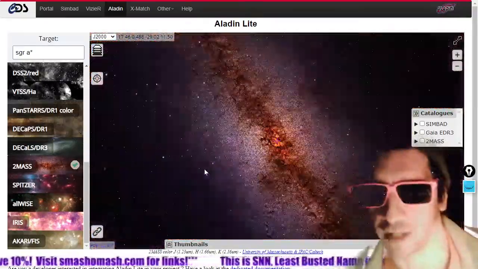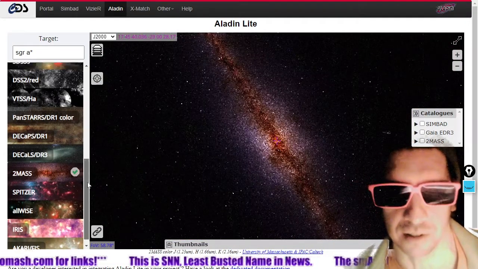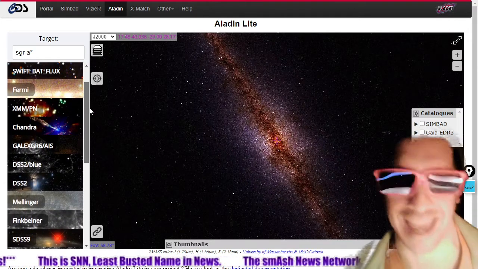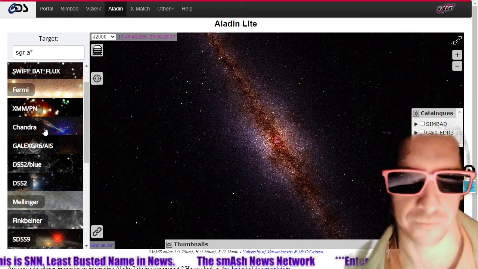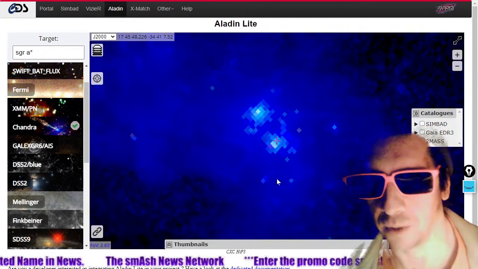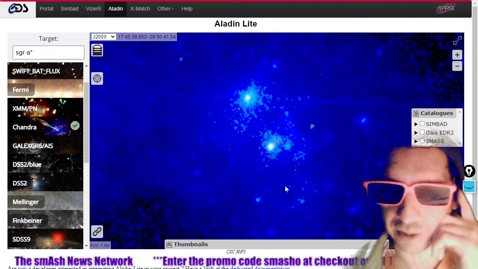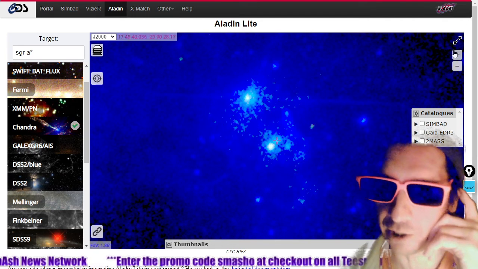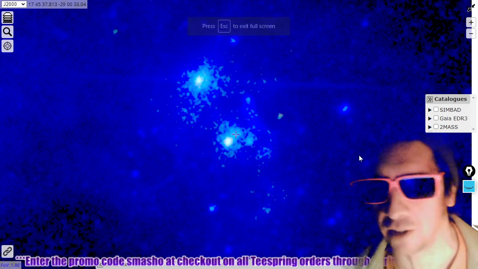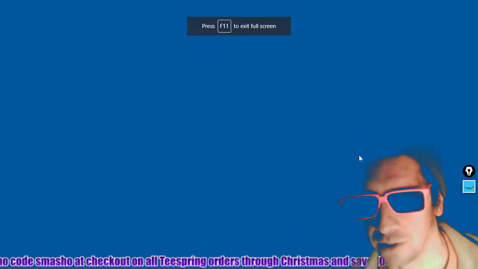Right at the core of the galaxy. The core of the galaxy is called Sagittarius A star. That's how it's pronounced, SGR space A asterisk. And here it is on Chandra, zooming way, way in to the X-ray emissions. That's actually S1 and S2 you see there, very close to the galactic core. The core of the Milky Way galaxy, Sagittarius A star, the featured object on today's cosmology segment.